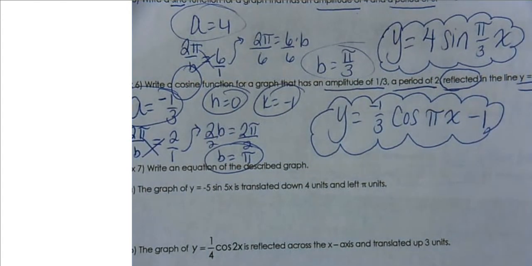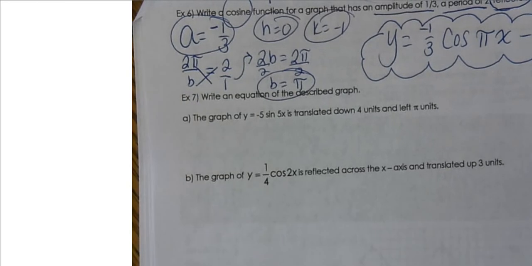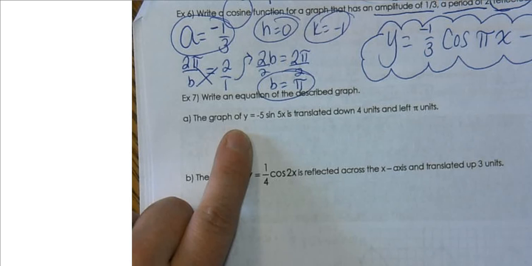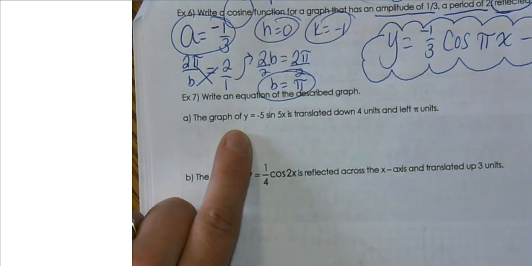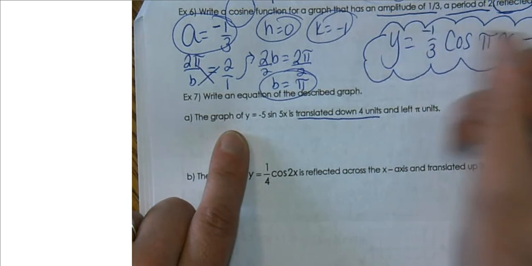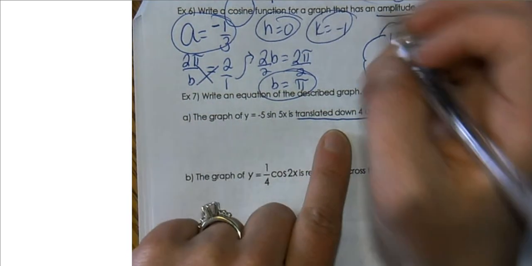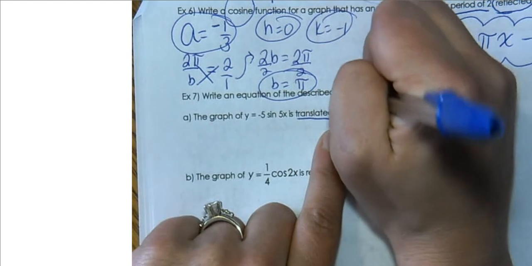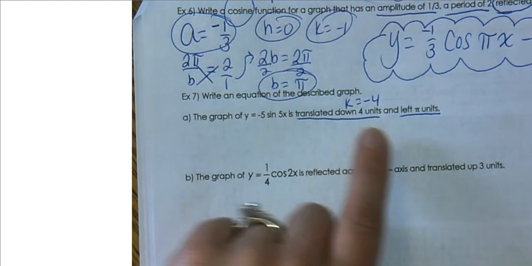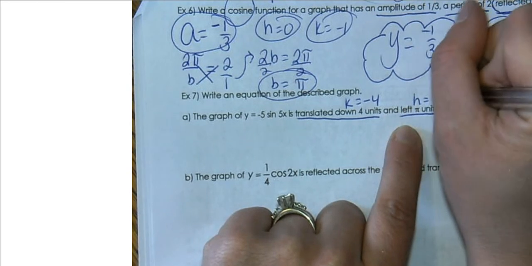Our final example is example number 7, and this is asking us to write an equation of the described graph, and this time around we have y is equal to -5 times the sine of 5x, and this one has been translated down 4 units and left pi units. So down 4 units means that our k value has to be -4, and left pi units means that our h value has to be -pi.